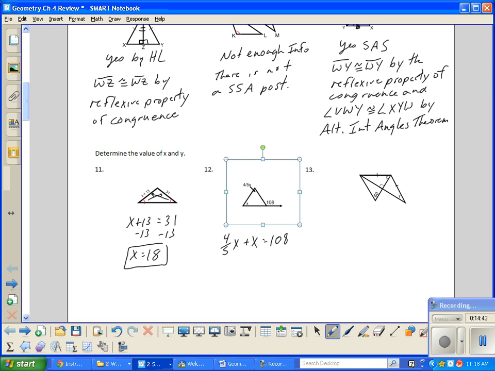And once again, nobody likes fractions, so we can multiply by the denominator of 5 to get rid of the fractions. So 5 times 4/5 is going to give us 4x. 5 times x is going to give us 5x, and multiply 108 by that 5, and we get 540. Combine our x's, we get 9x equals 540, and divide by the 9. And our x value is going to be 60.